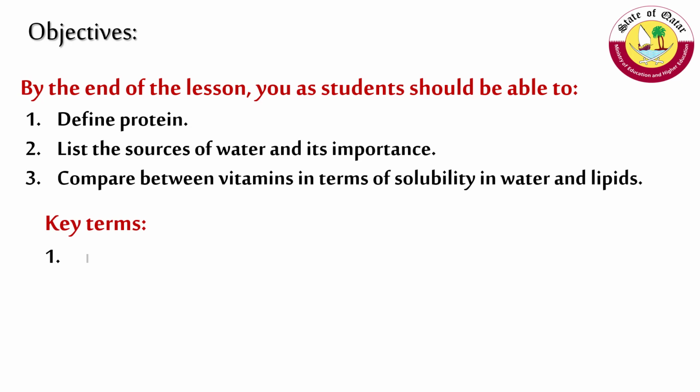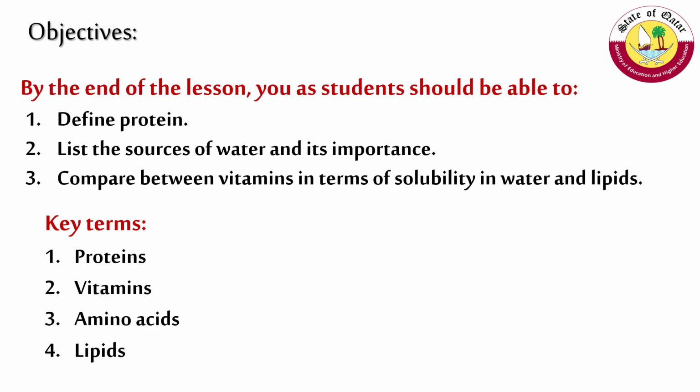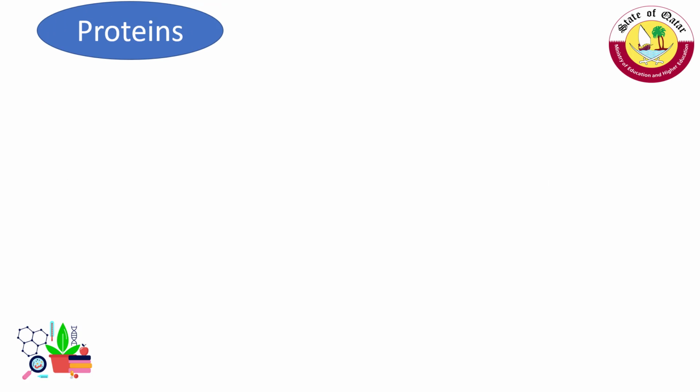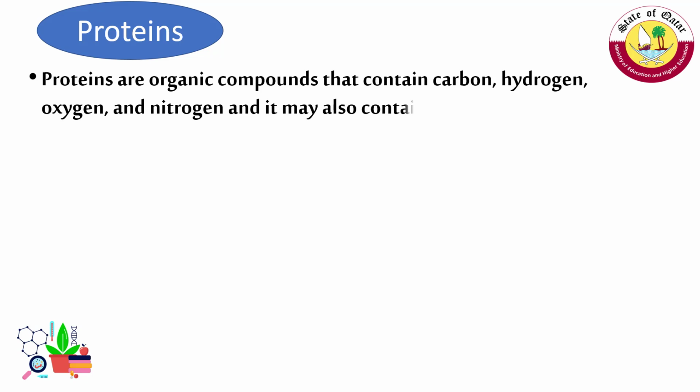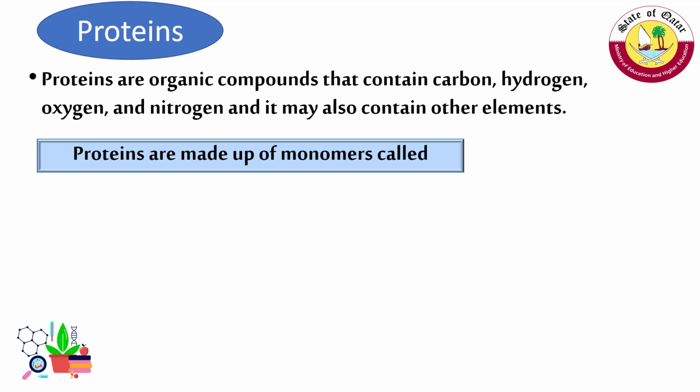Our key terms for today are proteins, vitamins, amino acids, and lipids. We will start our lesson by introducing proteins. Proteins are organic compounds that contain carbon, hydrogen, oxygen, and nitrogen, and they may also contain other elements such as sulfur. Proteins are made up of monomers called amino acids, so the building blocks of proteins are amino acids.